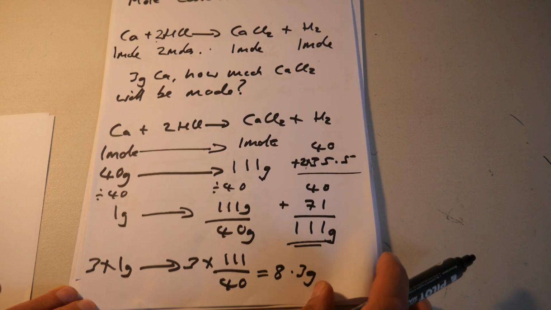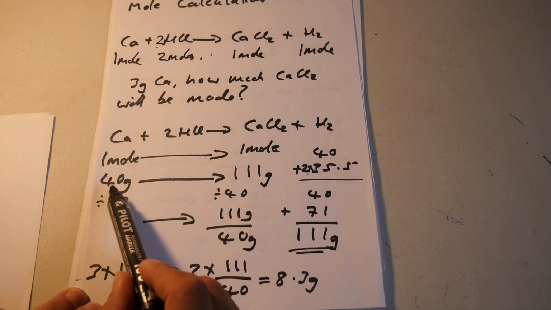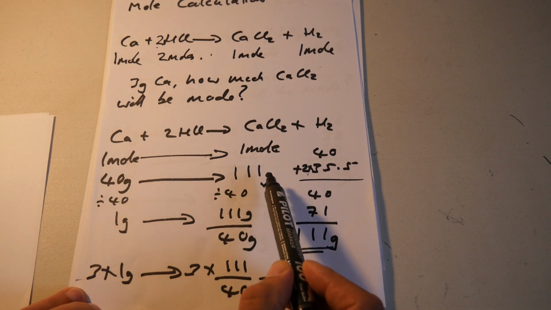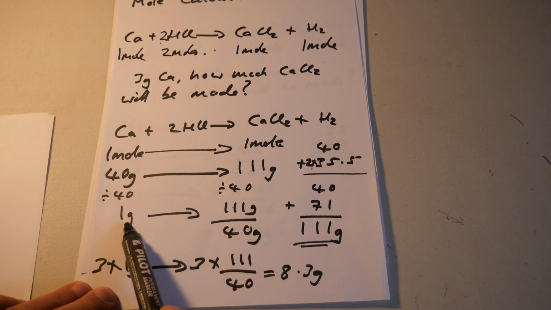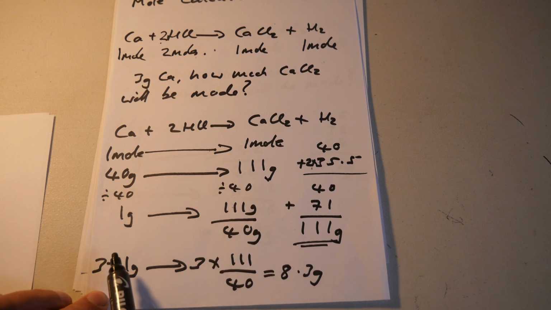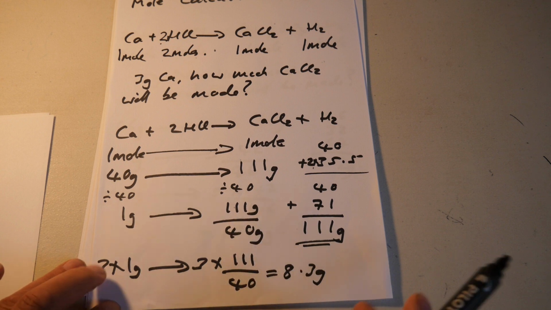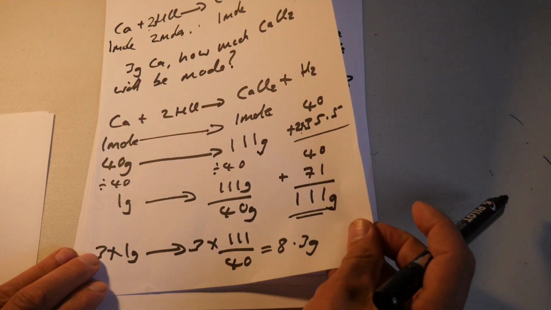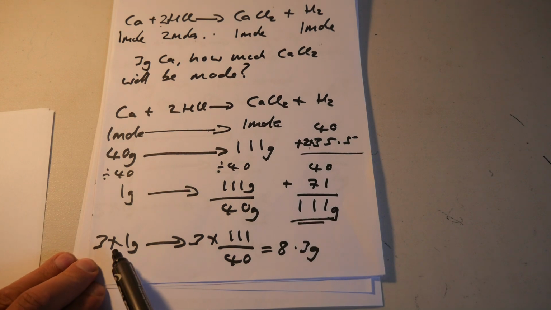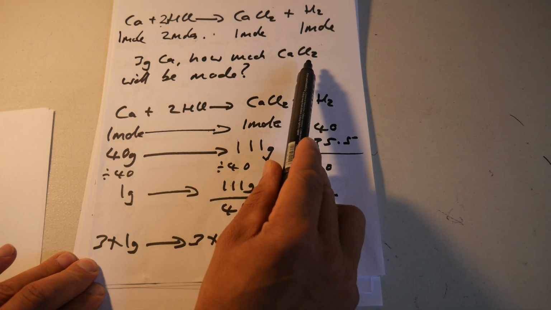So that's how you do it. Write down that, 1 mole to 1 mole, 40 grams, 111 grams. So 1 gram gives 111 divided by 40, divided both sides by 40. So 3 times this will give 3 times this, which is 8.3 grams, okay? So 3 grams of calcium will give 8.3 grams of calcium chloride. Okay?